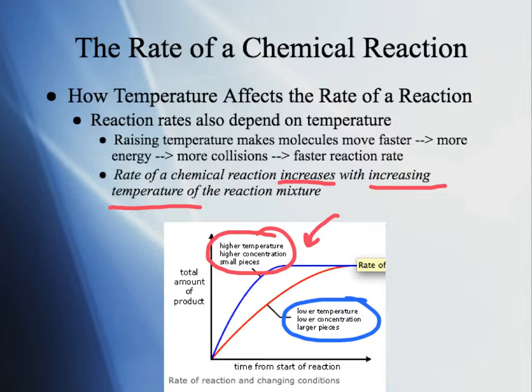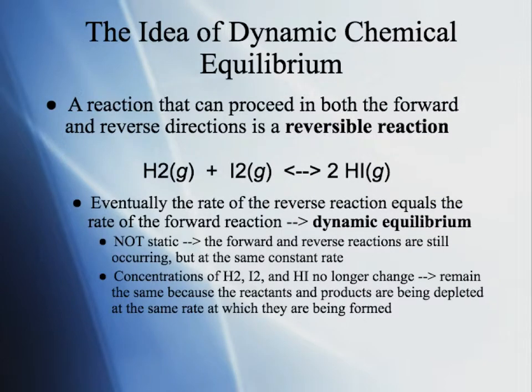All right, so here's a new topic about chemical reactions that we haven't discussed before, and this is the idea of a dynamic chemical equilibrium. Some reactions can actually proceed in both the forward and the reverse directions, and so we call that a reversible reaction. Here we have an example of hydrogen gas and iodine gas reacting together to form hydroiodic acid. However, that hydroiodic acid can also decompose back into the hydrogen gas and iodine gas that makes it up. Okay, so this is what we call a reversible reaction.